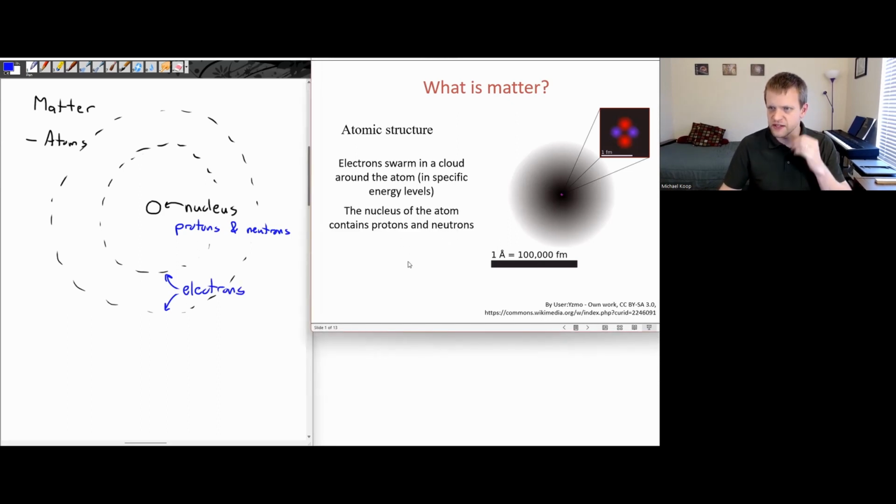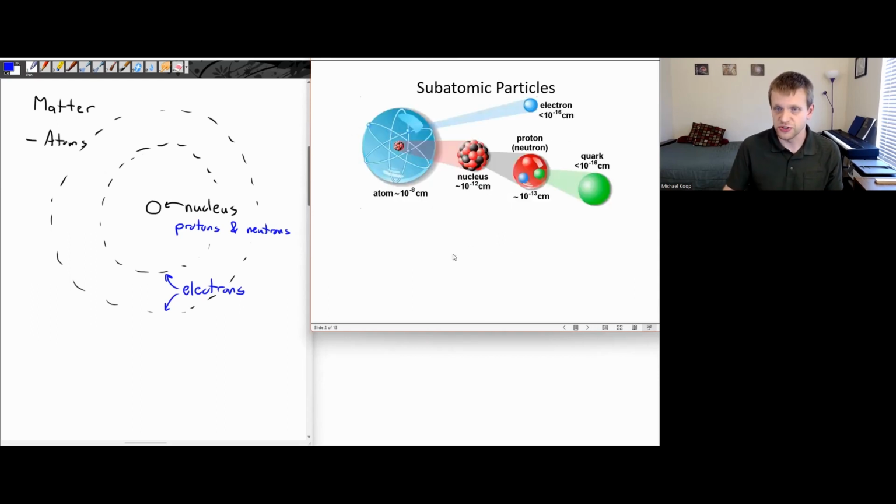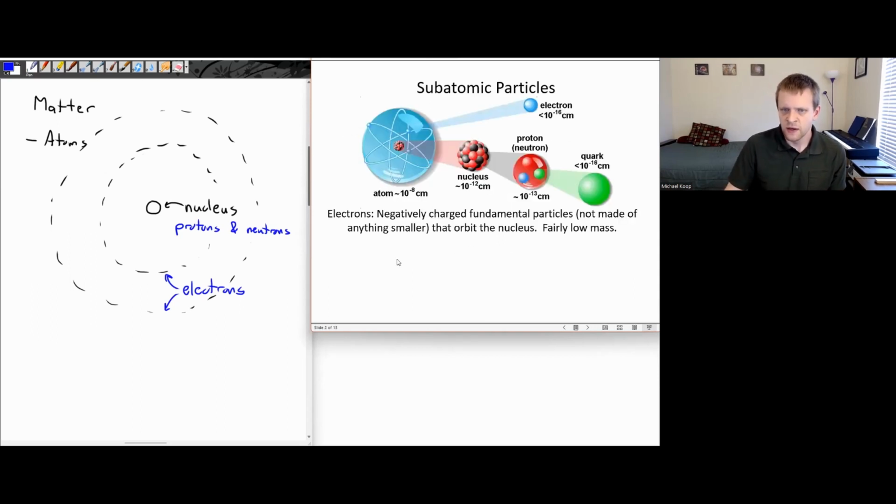So let's look at some of these different types of subatomic particles in just a little bit of detail. So electrons, well, they're negatively charged fundamental particles. And we're going to see this term fundamental particles come up. When I talk about a fundamental particle, I'm basically saying something that, as far as we know, is not made up of anything smaller. So electrons, you can't break those into smaller things. These atoms, you could break them into their protons, neutrons, electrons, but the electrons, you can't break them into anything smaller. And they're fairly low mass.